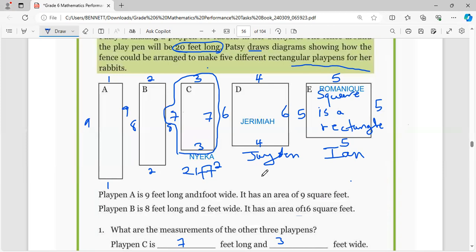For D, you're gonna multiply the 6 times the 4, sir. And 6 times 4 is 24 feet square. All right, thanks so much for saying that. So 6 times 4 is 24. Sir, can I do E?